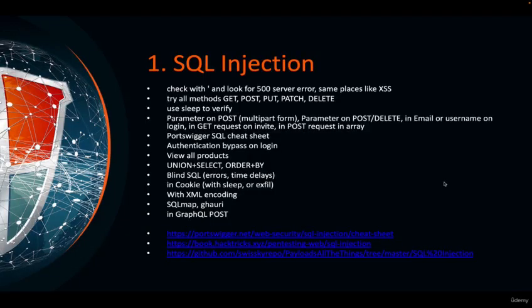Number one, SQL injection. So this is my personal cheat sheet, right? For example, when you hunt for SQL injection, always use the tick and look for 500 errors to start with. It's the same places as in cross-site scripting. Try it on all different methods available, right? Not just on a GET or on a POST method, but also try the other CRUD methods, for example. Use sleep to verify.